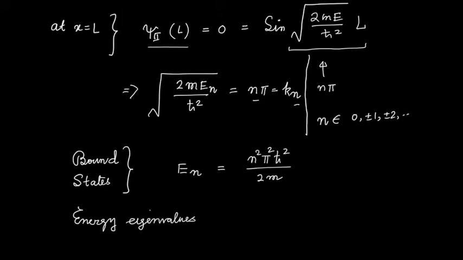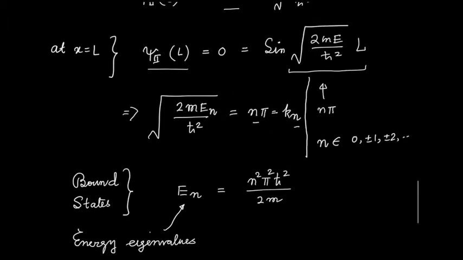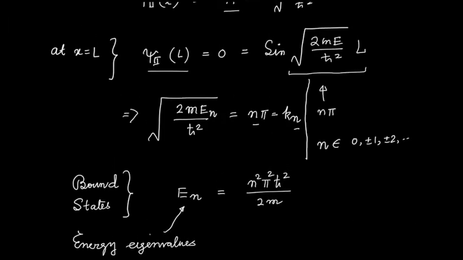And it so happens that these are discrete values. The energy cannot be anything. It can only come in square integer multiples, n square, n is an integer, of pi square h cross square by 2m. I forgot to write L over here because that is within the sine. So I should have an L square here.